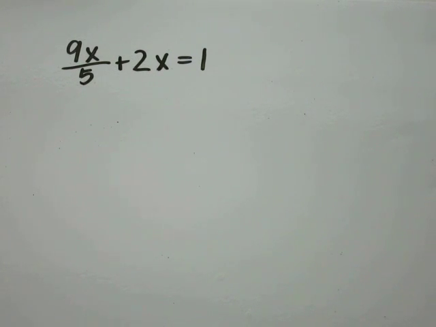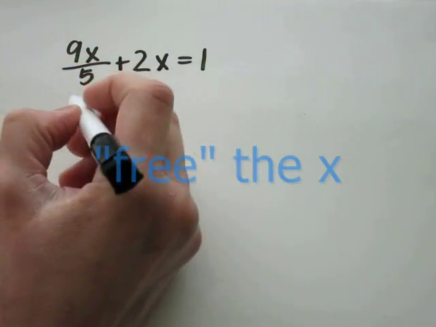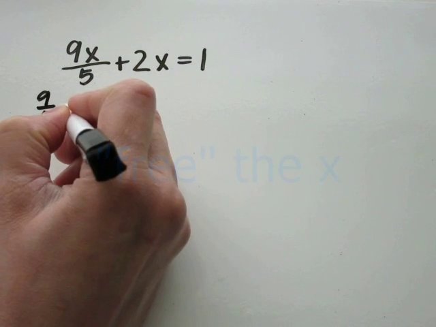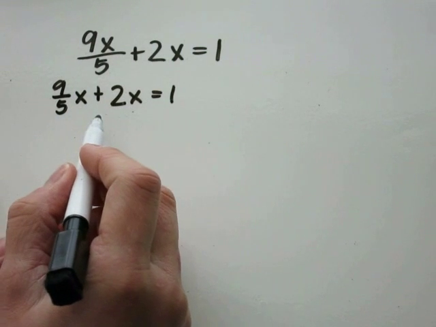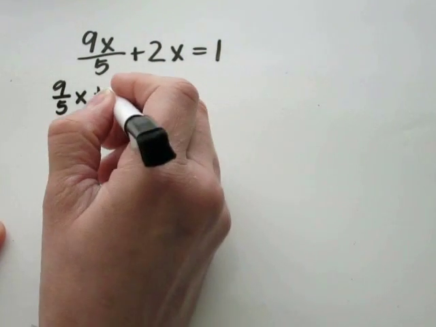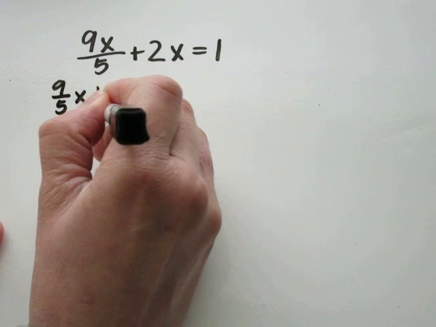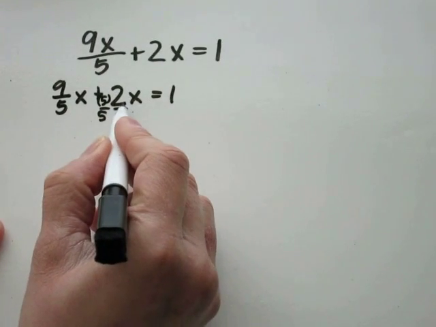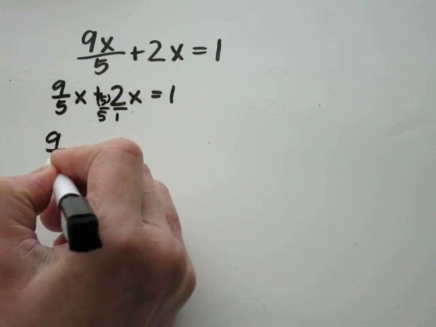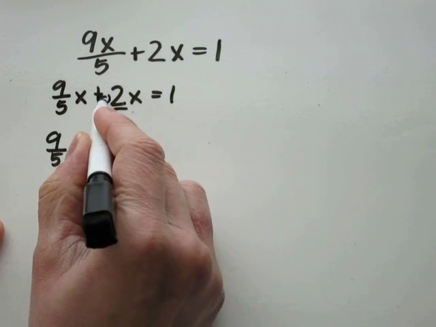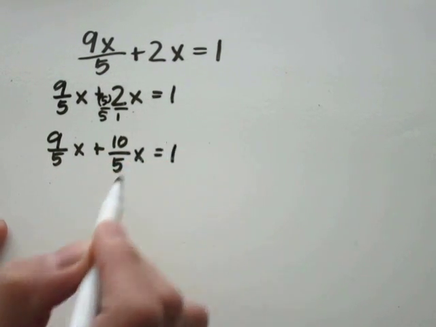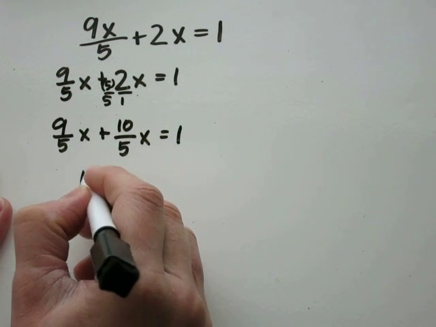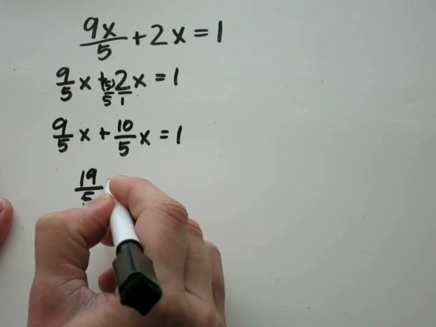Problem 21. 9x over 5 plus 2x equals 1. I'm going to rewrite this as 9 over 5x plus 2x. Since I'm adding a fraction, I'm going to need a common denominator of 5, so I'll take 5 over 5 times 2 over 1. So 5 times 2 is 10. 5 times 1 is 5. 9 plus 10 is going to be 19 over 5.